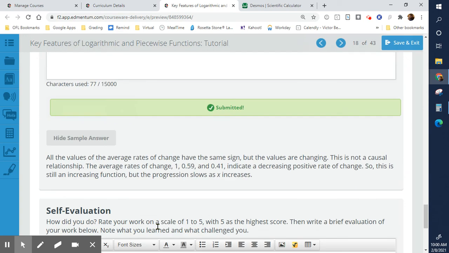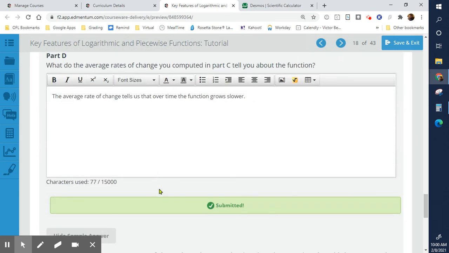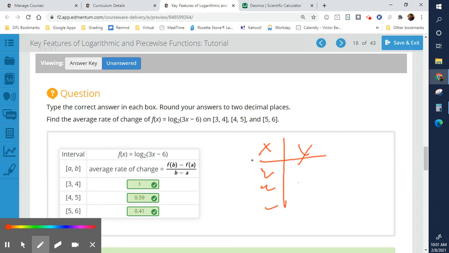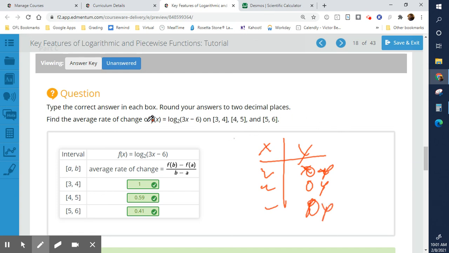And as always, guys, if you're having trouble with it, leave a comment down below. If you don't know how to solve for this, I understand, but the easiest way to do it is to make your X and Y chart, so your inputs and what you would get as an output here, and then you can calculate the slope.